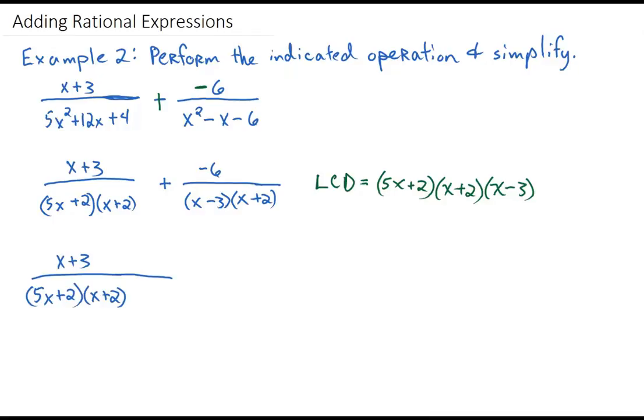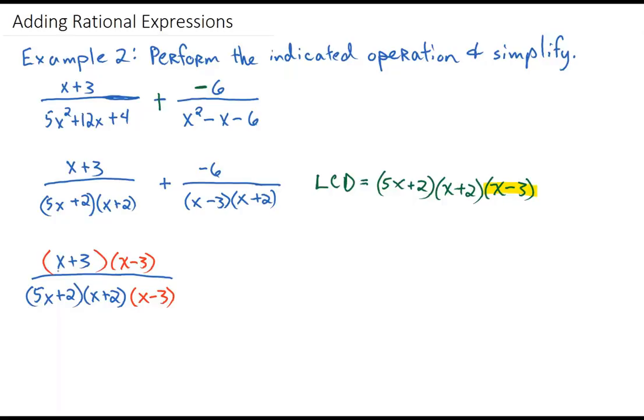So I'm going to start by writing down my first fraction. And it needs all of the LCD. So the part of the LCD that it's missing is the x minus 3. So I'm going to multiply in the x minus 3 to the denominator, so I have my LCD. But I also have to multiply that into the numerator.